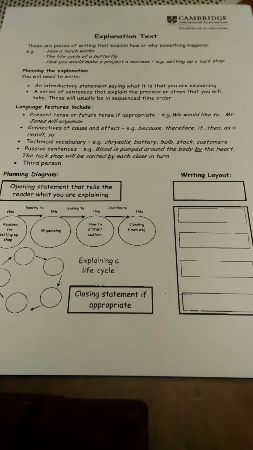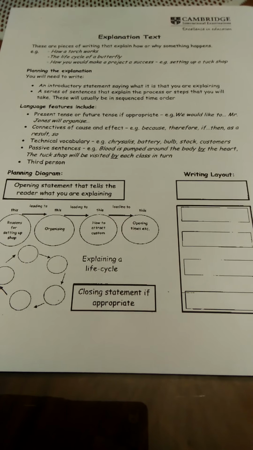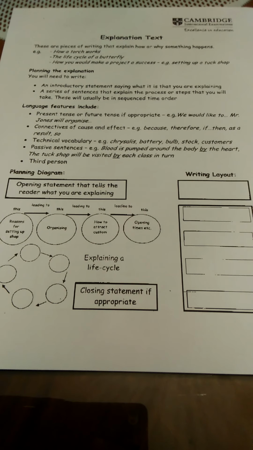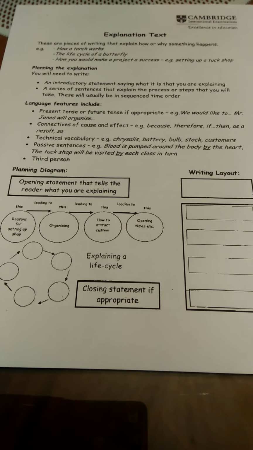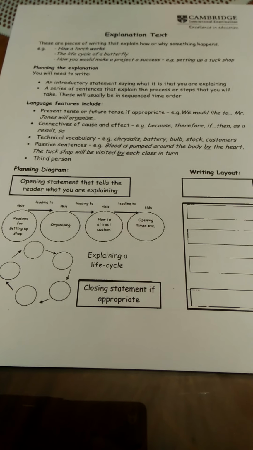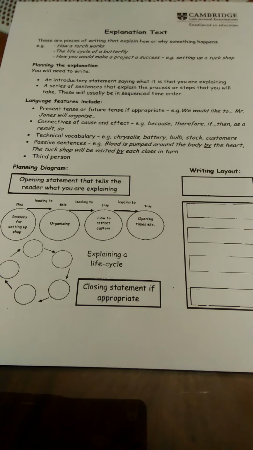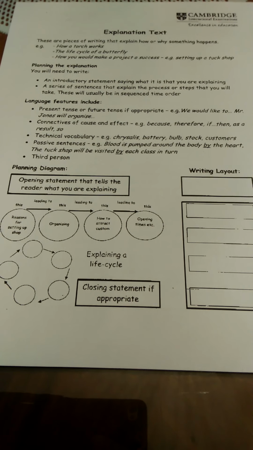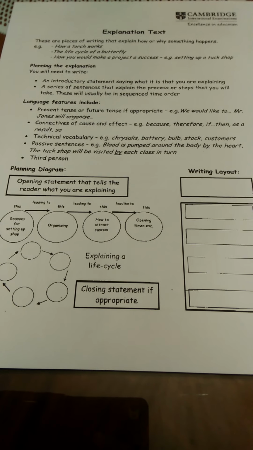Second thing, a series of sentences that explain the process or steps that you will take. These will usually be in sequence time order. Sequence time order is chronological order, time order. First, second, third, fourth.